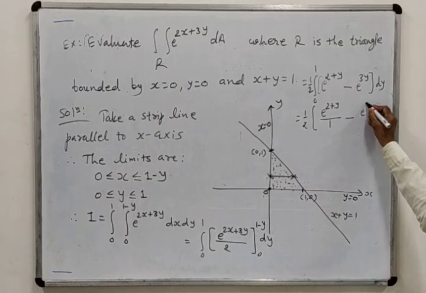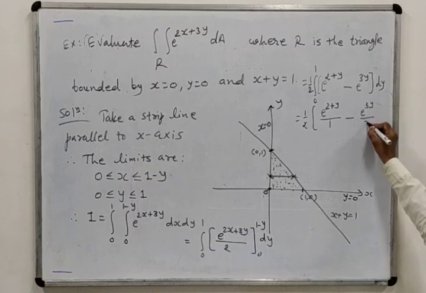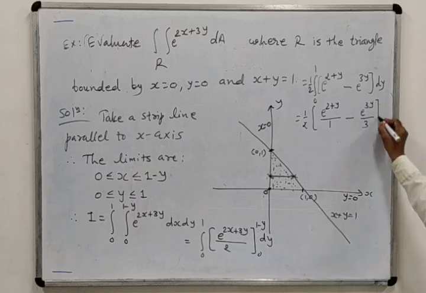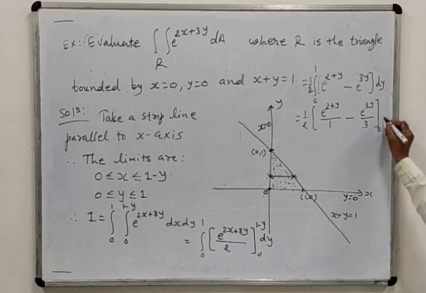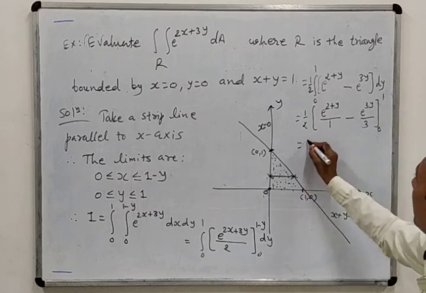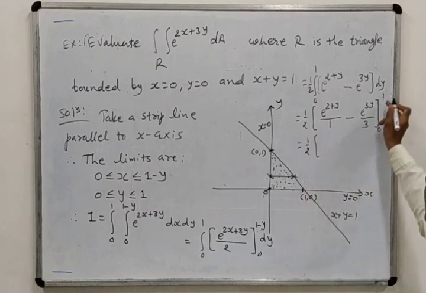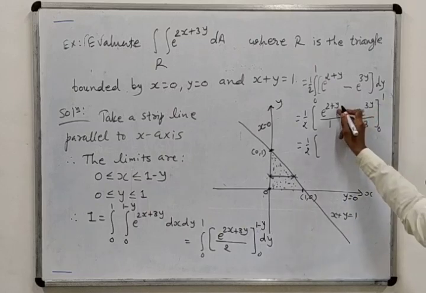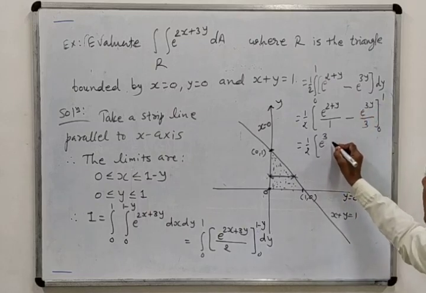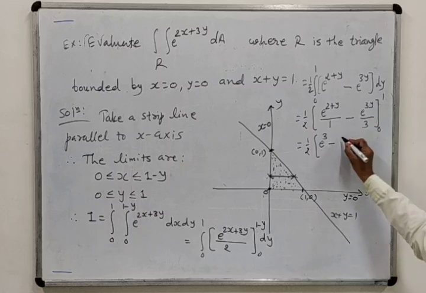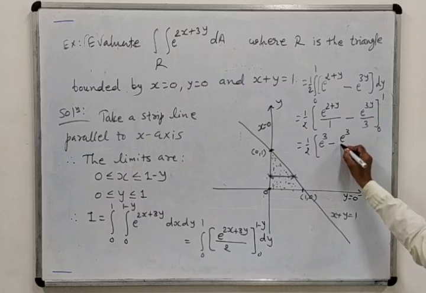And e raised to 3y has the derivative e raised to 3y divided by 3. Okay? So the limits are from 0 to 1. So 1 half, we put y equal to 1. These are the values of y. Y equal to 1, so it is e raised to 3, minus, here if we put y equal to 1, it is e raised to 3 divided by 3.